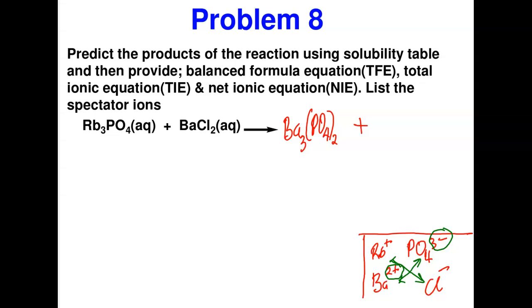Now, rubidium is in group 1. Chloride is in group 7. The charges are 1 to 1. So what you need to do is to bring it down. So this is going to be RbCl. No, we don't know the state yet. I don't want to preempt it.